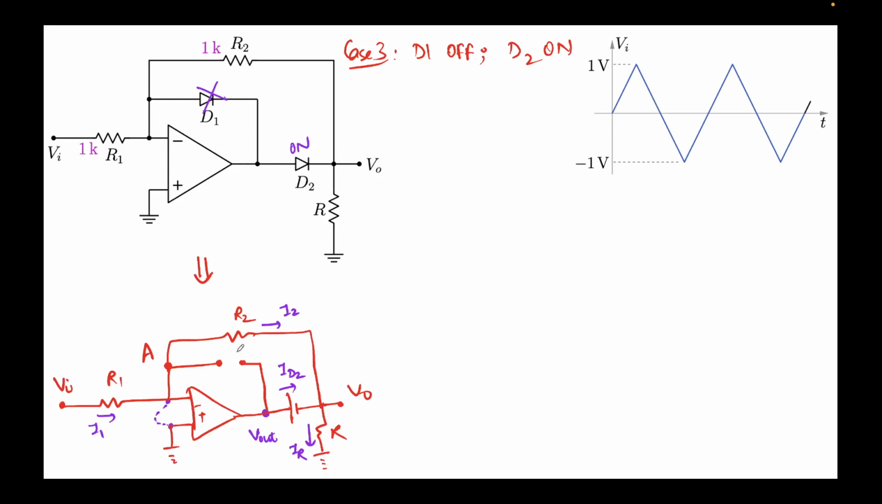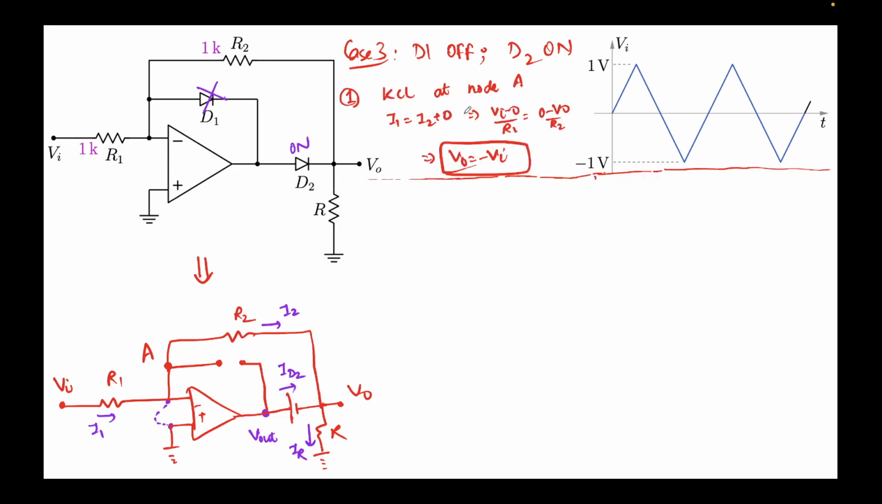The circuit diagram will look something like this. You can see D2 has become open circuit and D1 is replaced by a voltage source of 0.7 volts. ID2 is the current flowing through this diode D2. Again, I'll apply KCL at node A. So it will be I1 equal to I2 plus 0. I'm assuming no current is flowing here also. You place the value of I1 as Vi minus 0 over R1, and I2 is 0 minus V0 over R2.